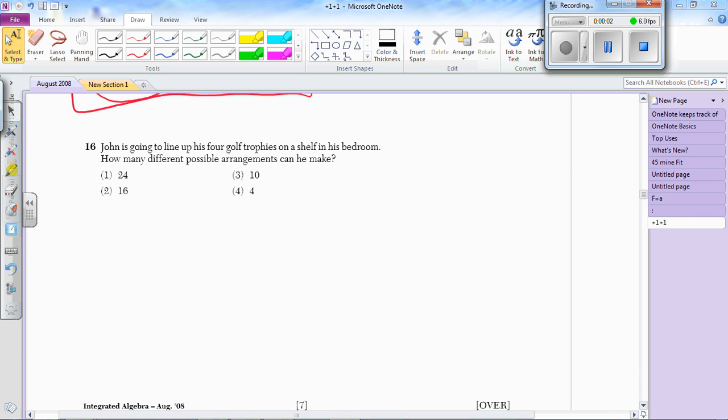Here we go. August 2008, 16 through 30. We're going to try to do this very quickly again. John is going to line up his 4 golf trophies on a shelf in his bedroom. How many different ways? So 4 golf trophies.